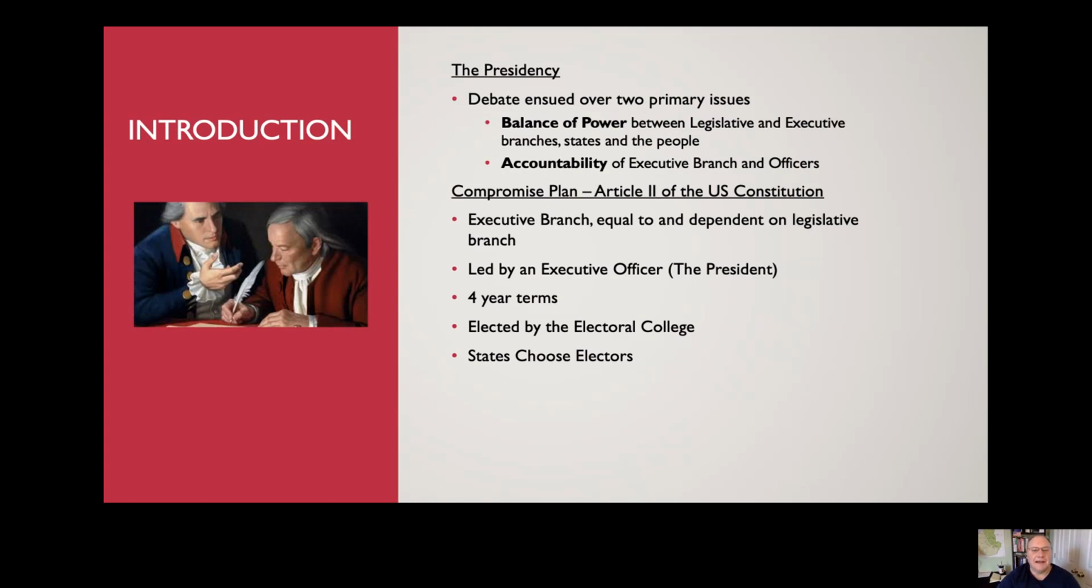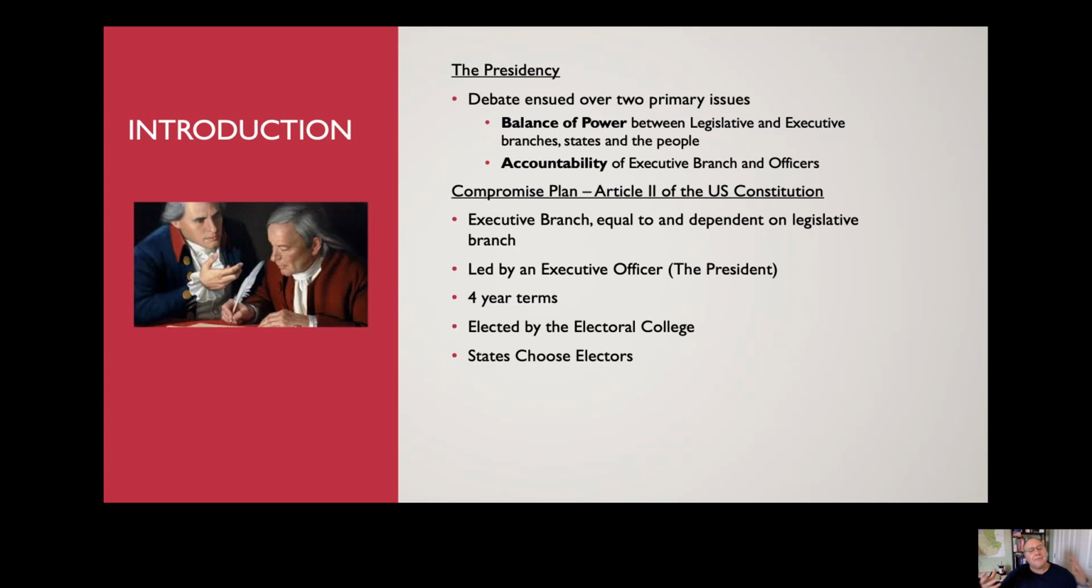The debate that really happened when they did decide not to just amend the Articles of Confederation, but to create a whole new constitution. There's not a whole lot of detail about the presidency. They really knew that this office would evolve over time, but the real debate focused on two primary issues: how would they help balance the power between the legislative branch, executive branch, and the courts, and how would we keep this executive power, which in its nature would be very powerful, and how do we have accountability for those individuals?